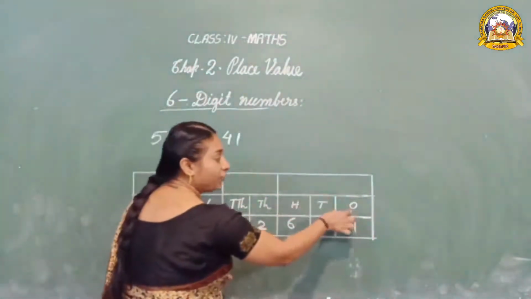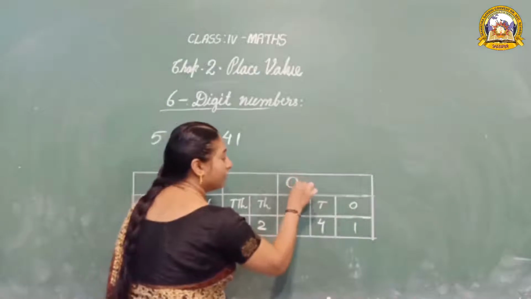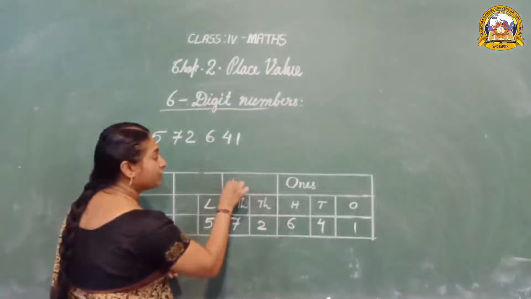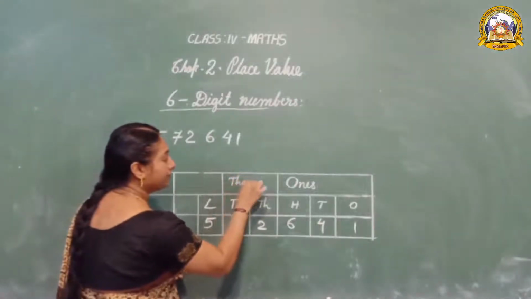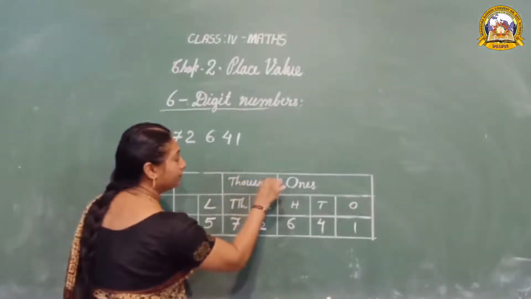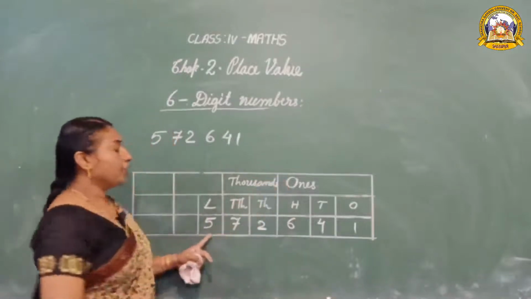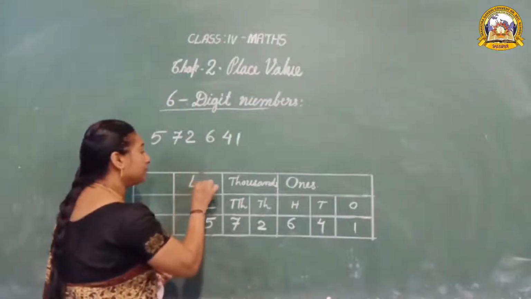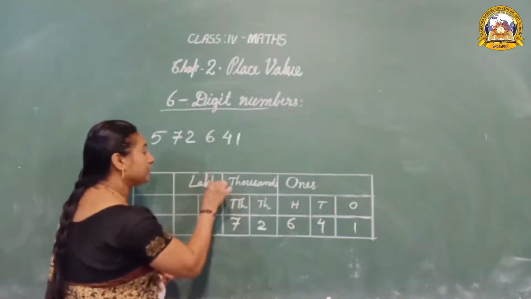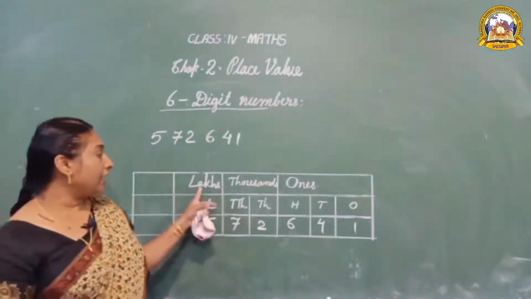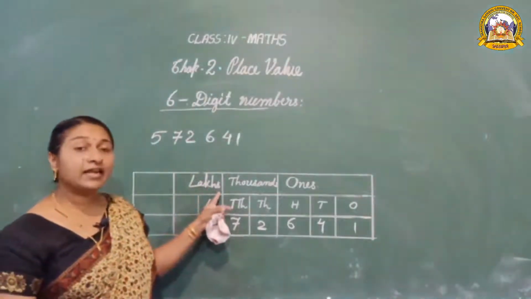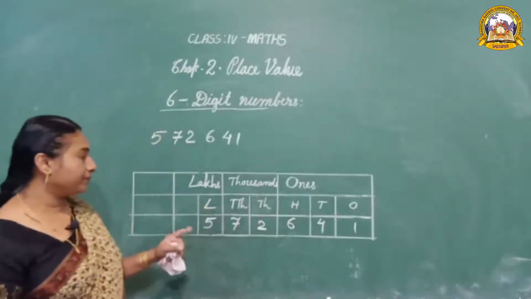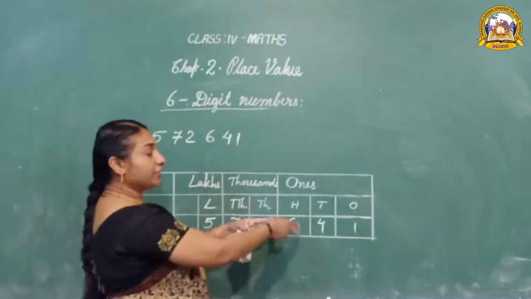First, ones period. Then here, thousands period. Now, one more period is there. What is that? Lakhs period. L-A-K-H-S, lakhs. Lakh is spelled L-A-K-H. Now we can read it very easily.